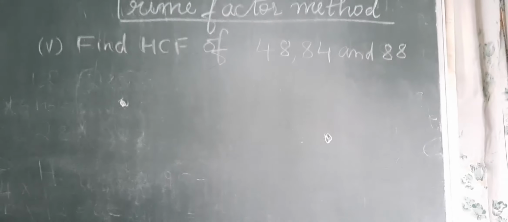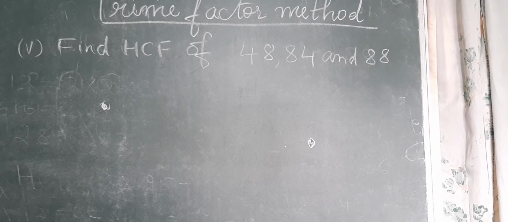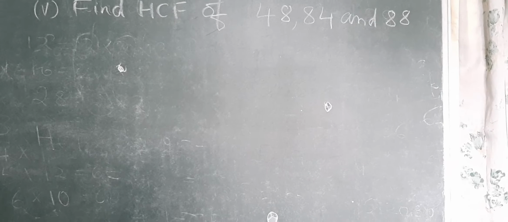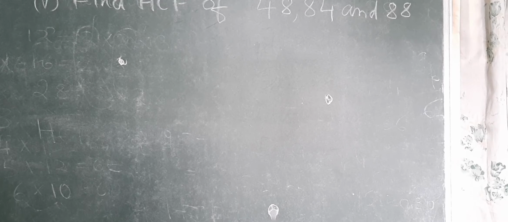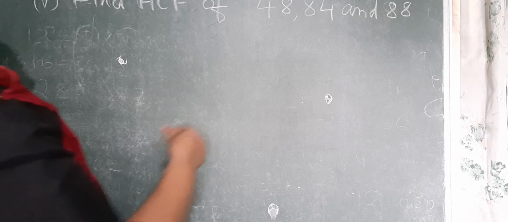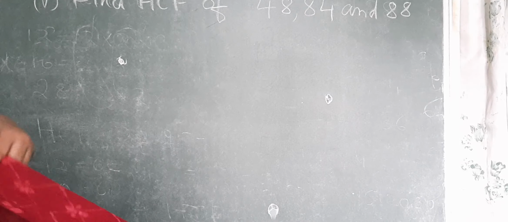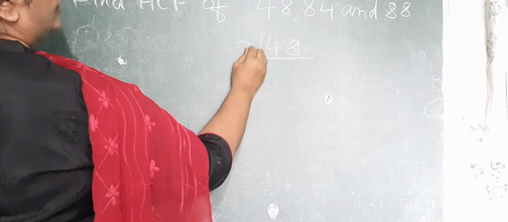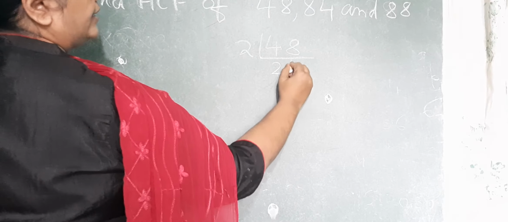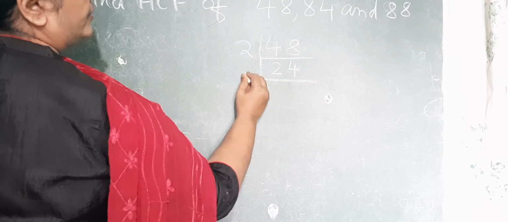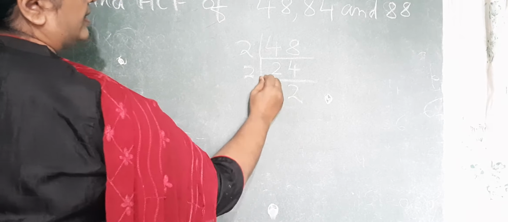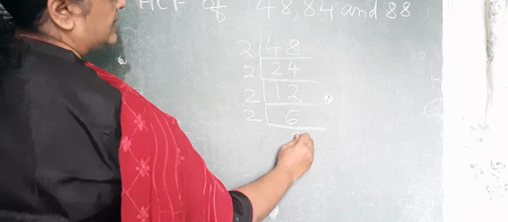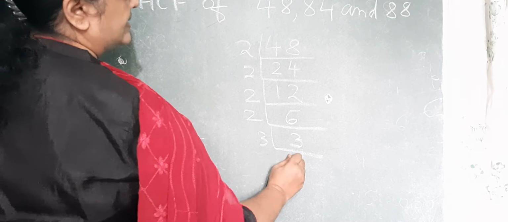Now this is another question. Using the prime factor method, we have to find HCF of 48, 84 and 88. So how will we do it? In the similar way, we have to split it into factors. First we will take 48. So what are the factors of 48? I will write it as 2 twos are 4 and 2 fours are 8. Again we can do it by 2. 12. Okay, again 2 sixes are 12. Again 2 threes are 6. And then 3 ones are 3.